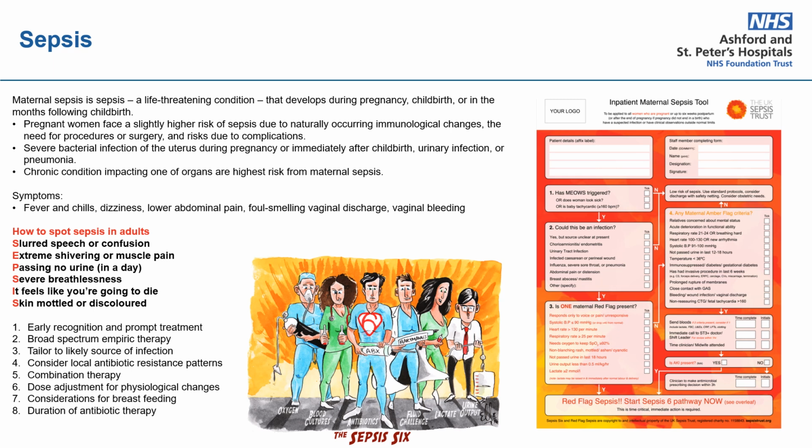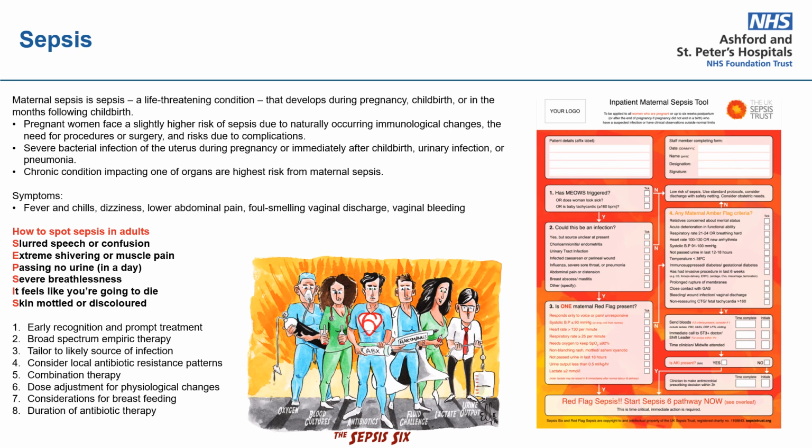Early signs of sepsis in postnatal patients include fever, tachycardia, tachypnea, hypotension, altered mental status, and decreased urine output. Secondly, start broad-spectrum empiric therapy and then de-escalate. Common regimes often include a combination of drugs to cover gram-positive, gram-negative, and anaerobic organisms.